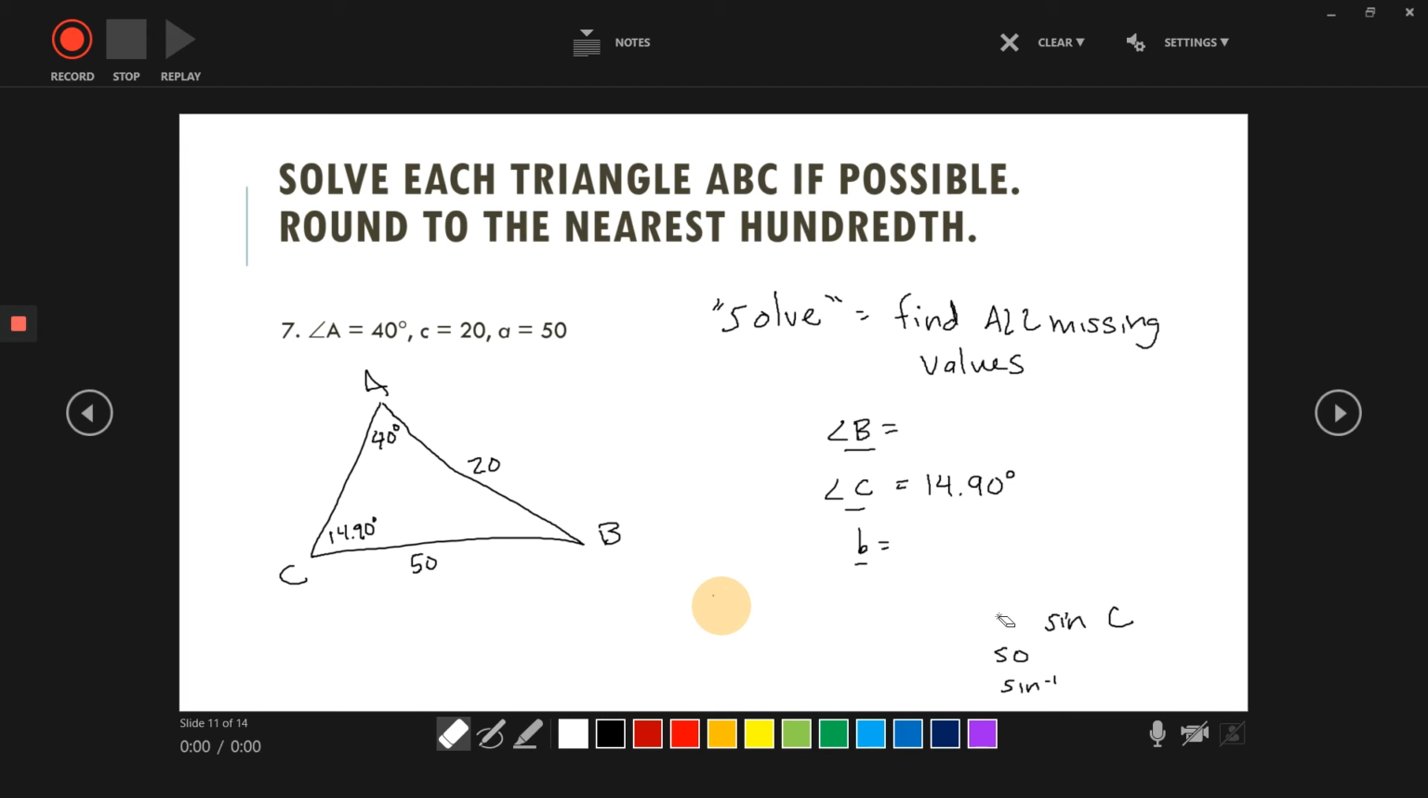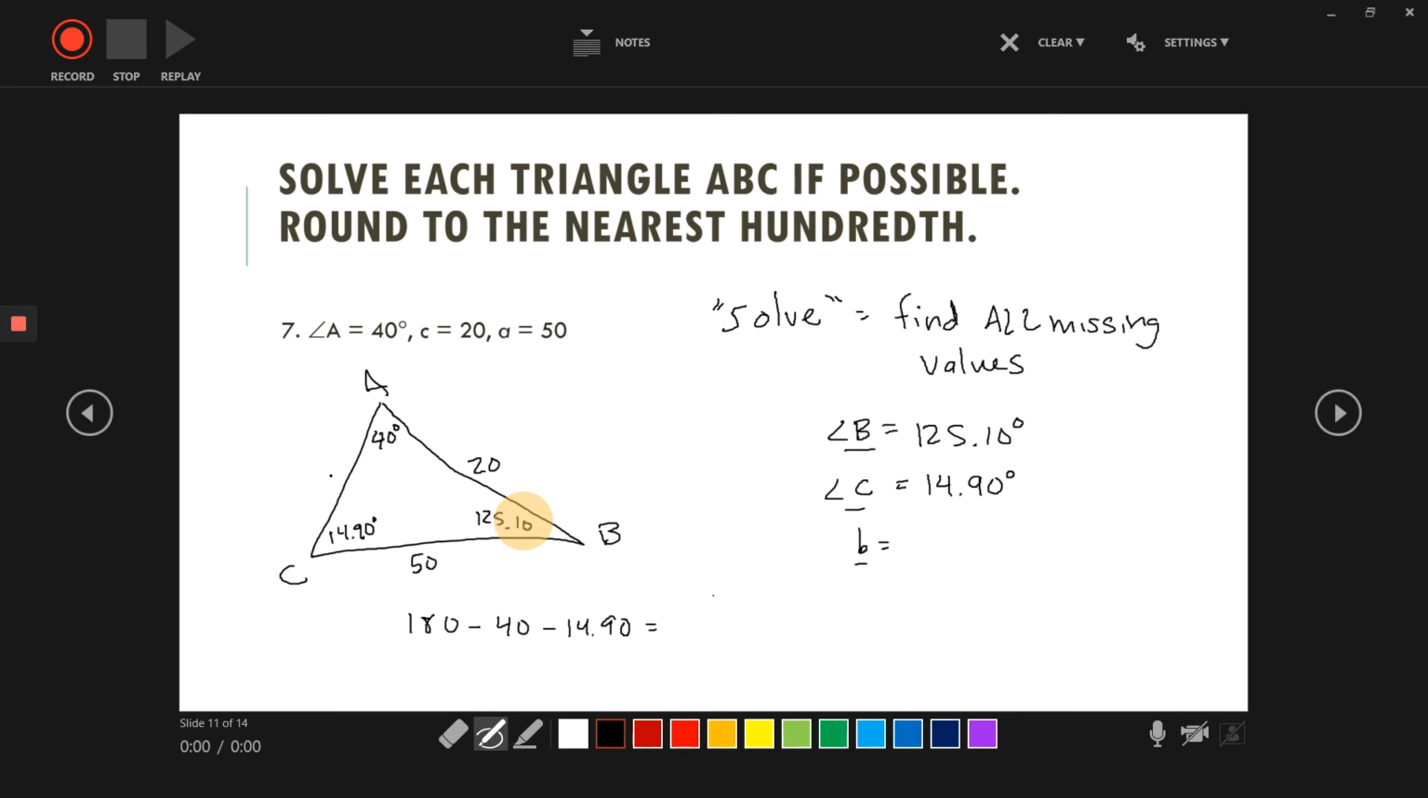So now in my picture, I notice that I have 2 of the 3 angles, right? So I can now do 180 and subtract off 40 and subtract off the angle that we just got, and that will give me my angle B. So on my calculator, I'm going to type 180 minus 40 minus 14.9. Okay, and I get 125.10.